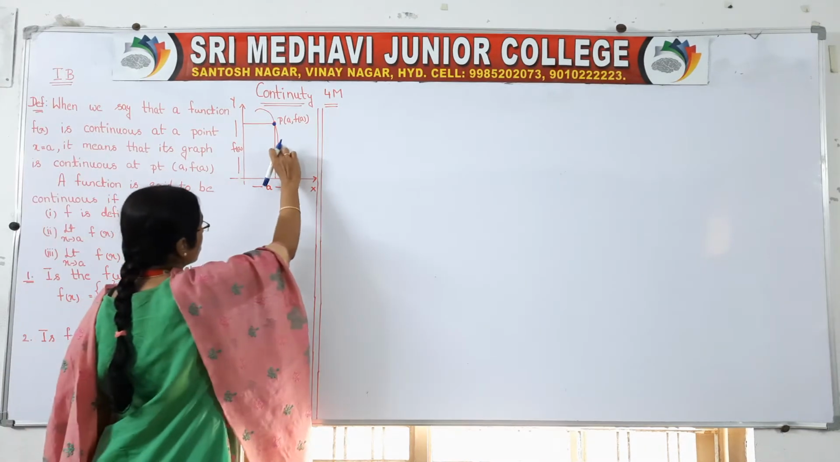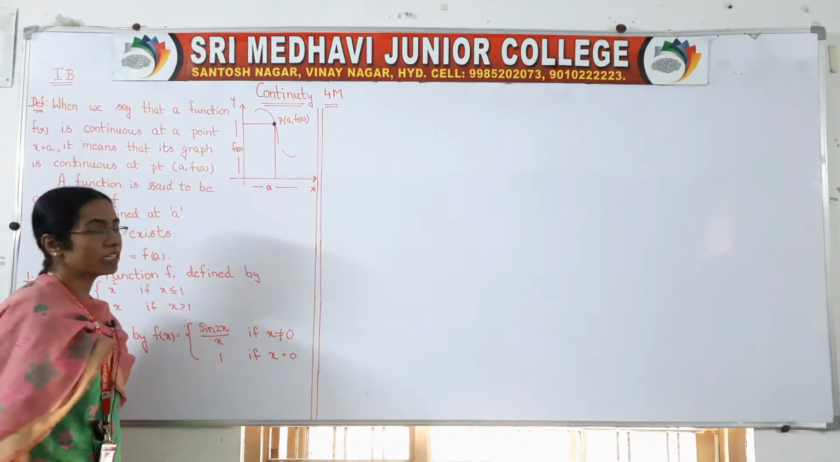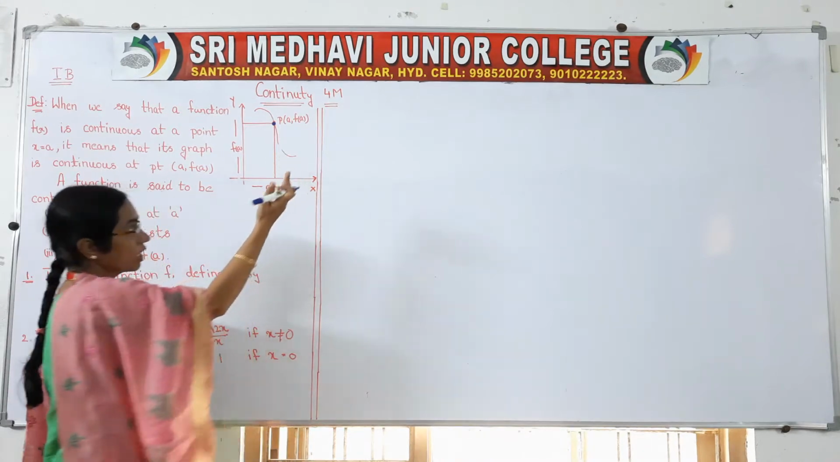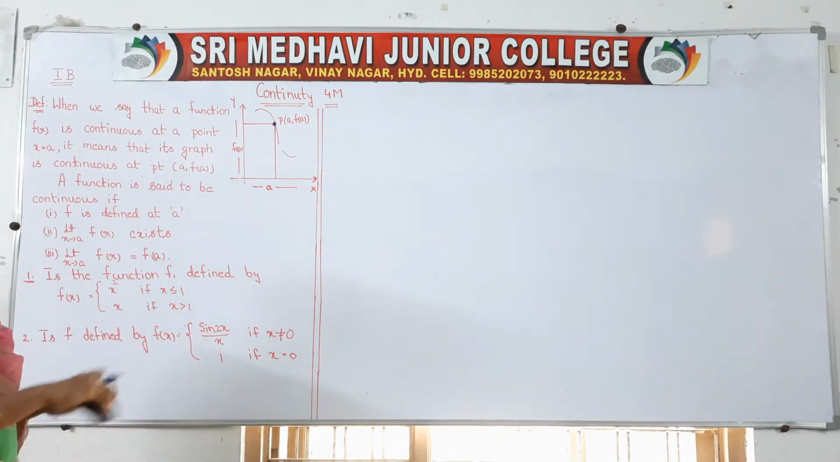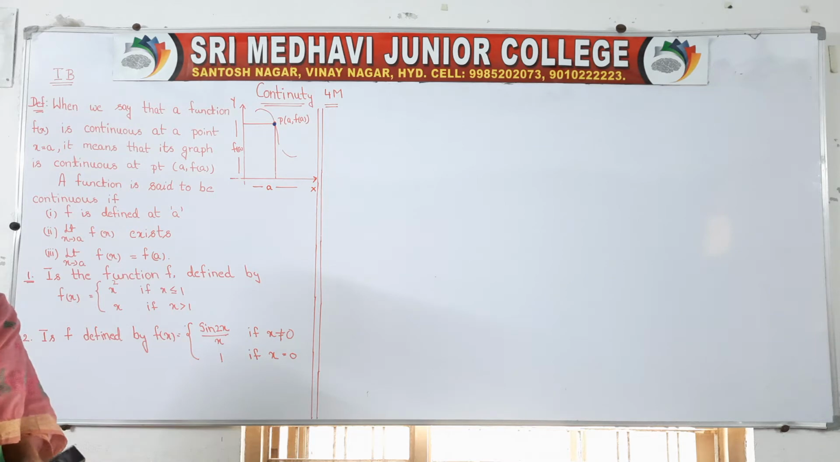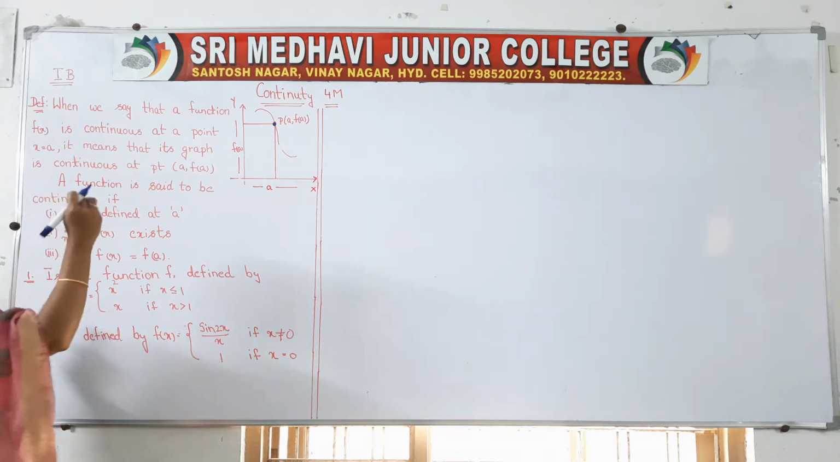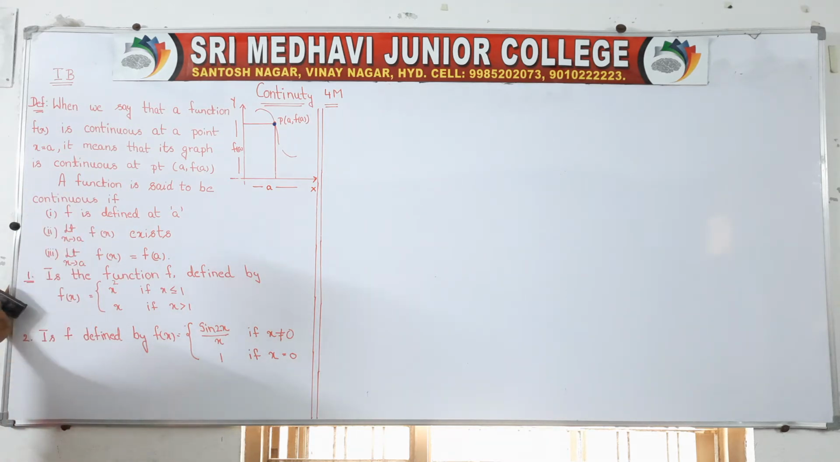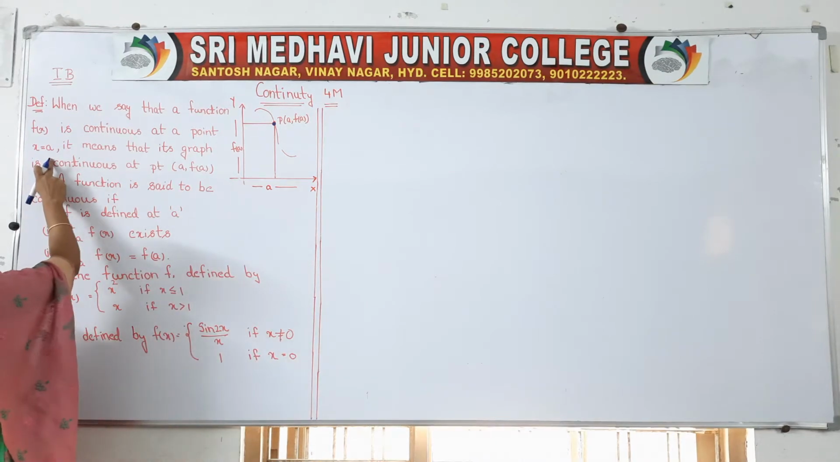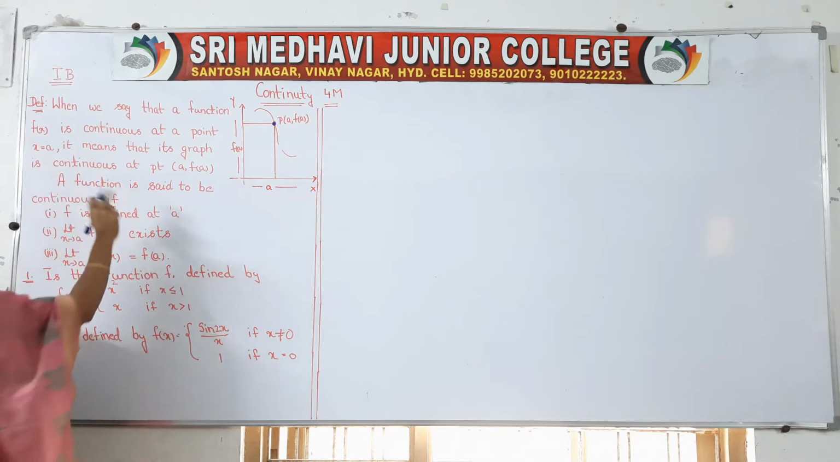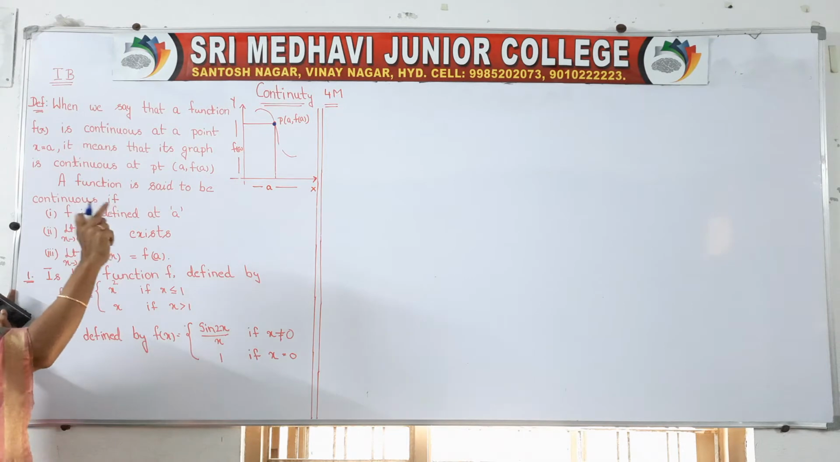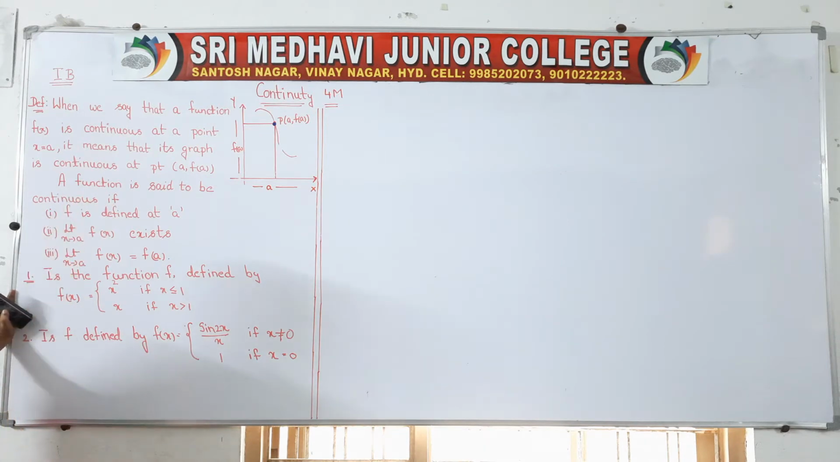Suppose this curve is breaking at some point, then we can say that the function is not continuous at that point. So the meaning of a function being continuous at a point x is equal to a is that the graph is continuous at that point.